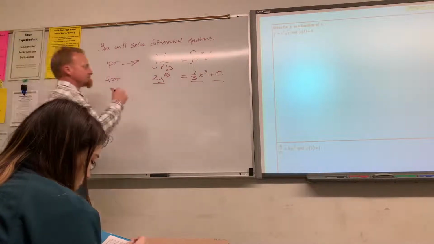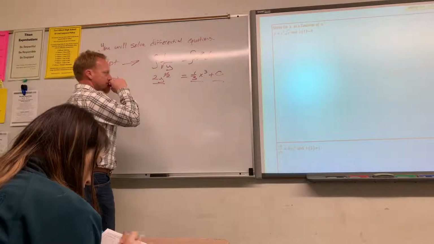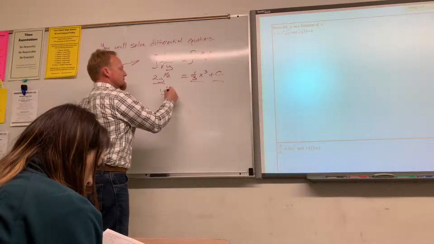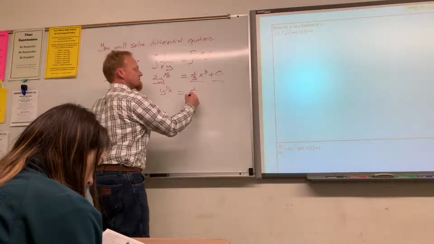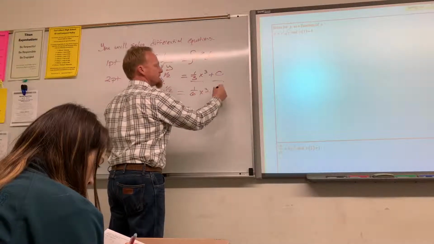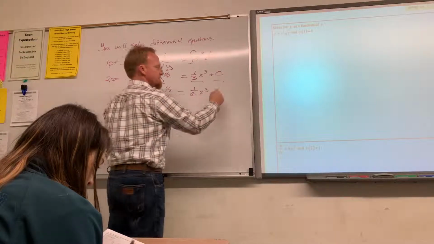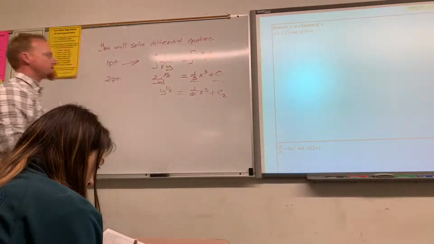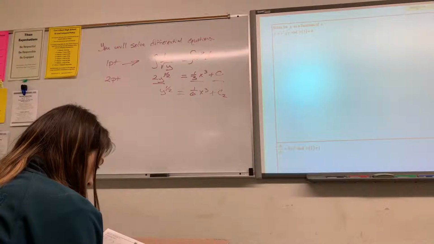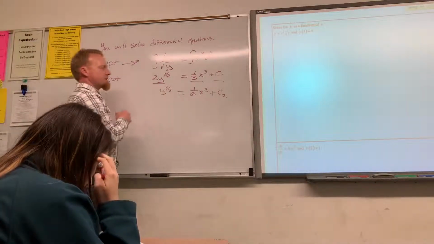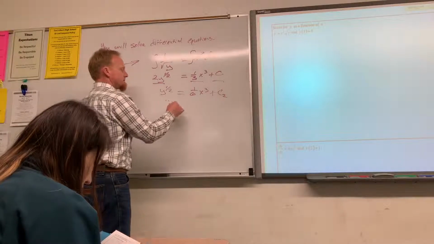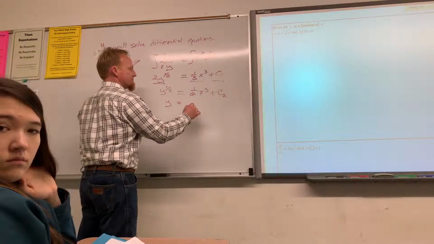Solve for y. So what do you want to do to solve for y? Move the 2 over. So divide by 2. So that's going to be 1 over 6 x cubed, and this c turns into c2. All right. Then what? Get rid of the 1/2 power. So how do I get rid of the 1/2? Square both sides.